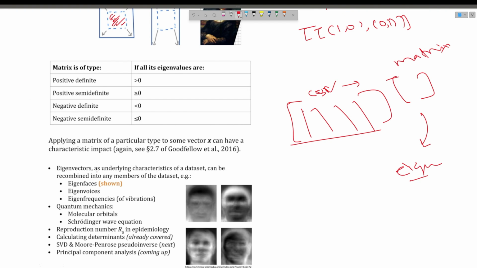So eigenvectors are underlying characteristics of a data set. As mentioned, data sets are in general in CSV formats, and they are then converted to matrices, and these matrices have eigenvectors and eigenvalues. So that can be recombined into any members of the data set, and you can have eigenfaces and voice and a lot of things that happen. Even in quantum mechanics we have that, and SVD, Moore-Penrose, and principal component analysis. We'll learn about it later on, but not in this session.